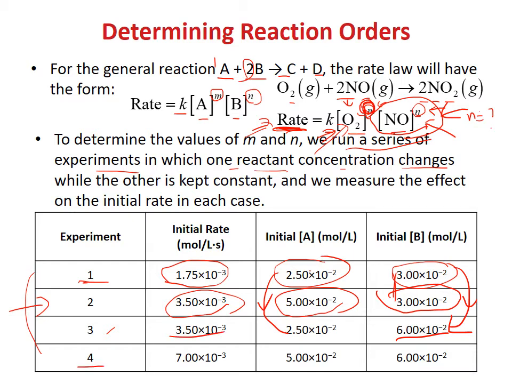In experiment 4, we again change the concentrations and measure the reaction rate. And then from this information we can deduce n and m. So we'll see how we do it.